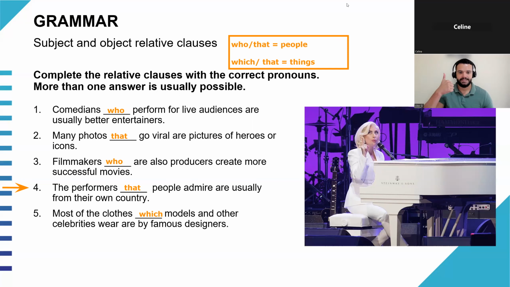What do you think, Celine? Easy peasy? No questions? No, teacher. All right, let's erase and we can continue.